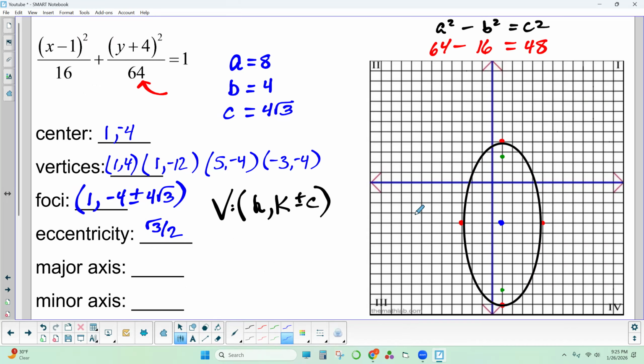All right, moving on. Our major axis. How long is the major axis? Well, it's 8 up and 8 down. So that's going to be 16. And the minor axis is 4 left and 4 right, which would be 8. And we are done.